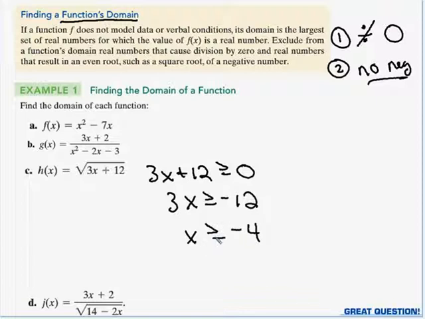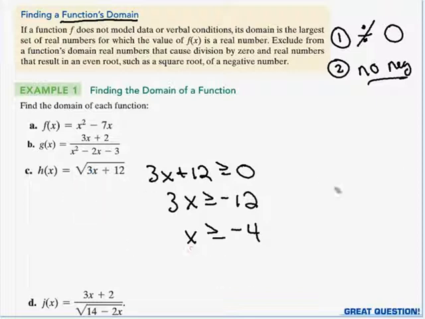If we plug in any number less than negative 4, we'll get a negative underneath the radical. Just for argument's sake, let's say negative 5. Negative 5 is less than negative 4. If I plug in a negative 5, that'll become a negative 15, plus 12 leaves a negative under the radical.